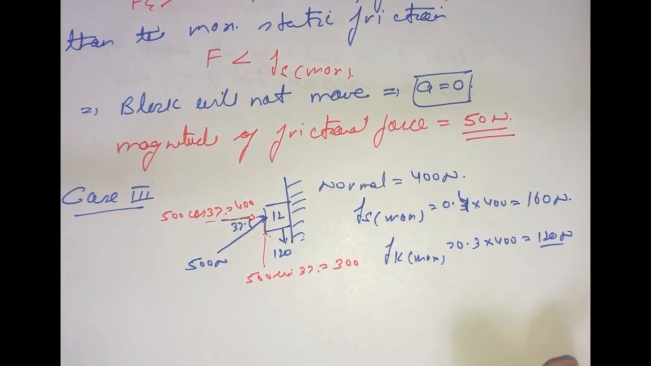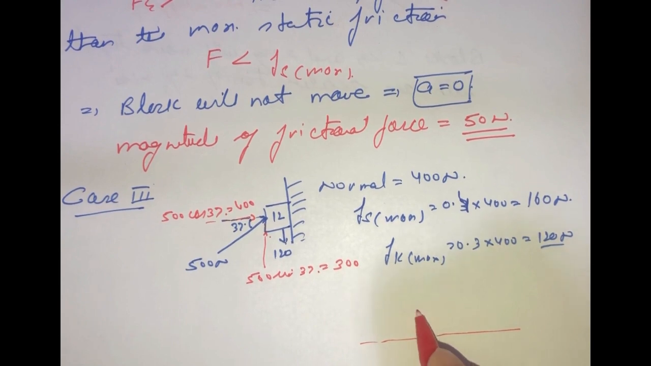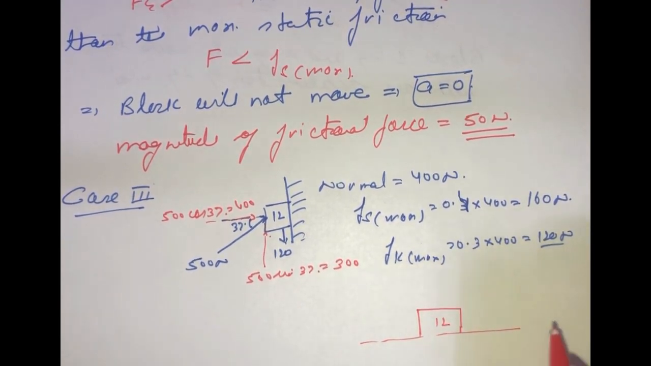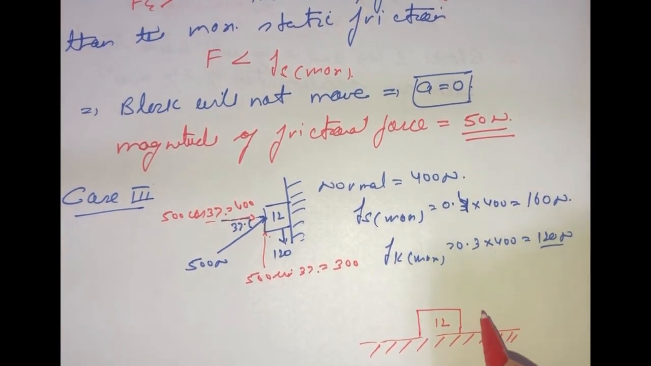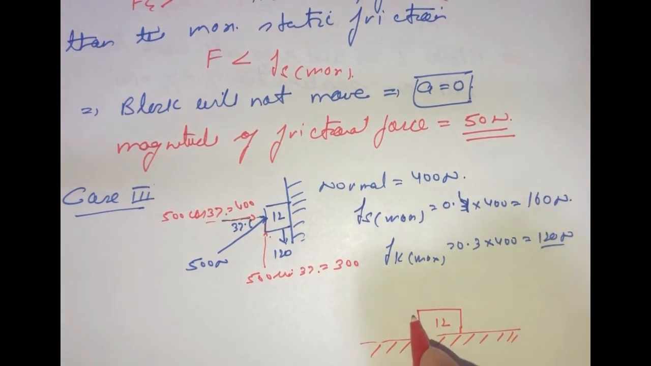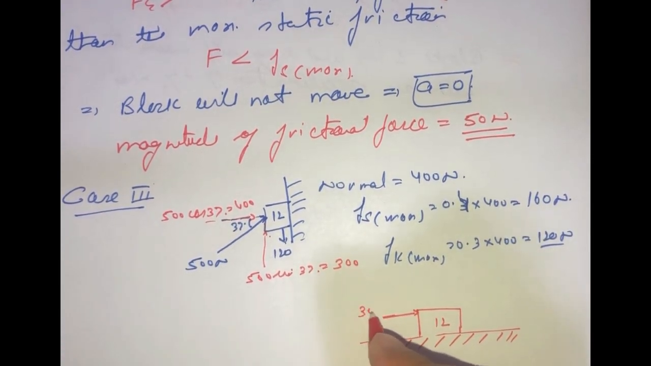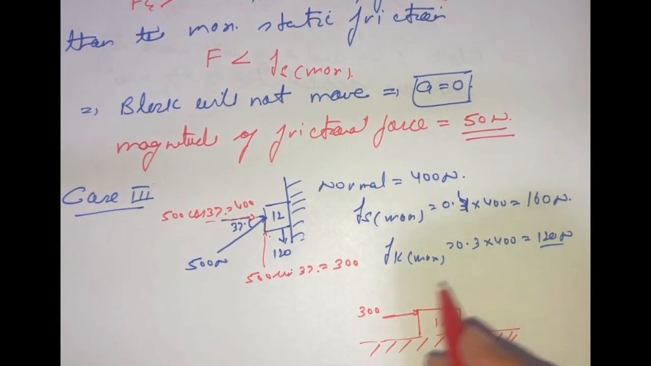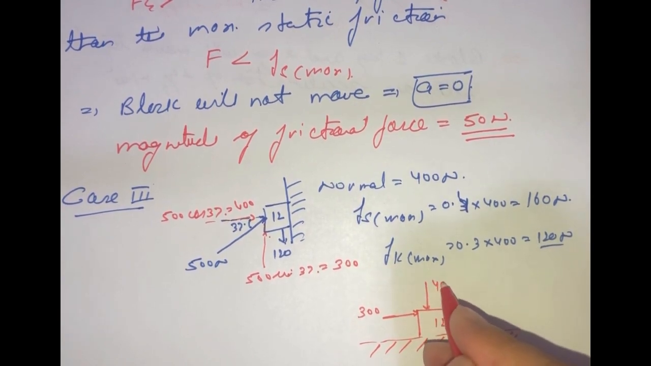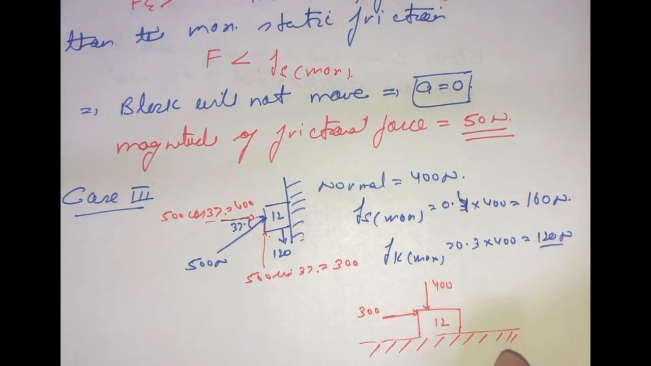So now we can make it a simple block of 12 kg, okay, and there will be now two forces acting, okay. So if you rotate it in this way, we get 300, okay, and we have here as 400, and rest are same, yeah.